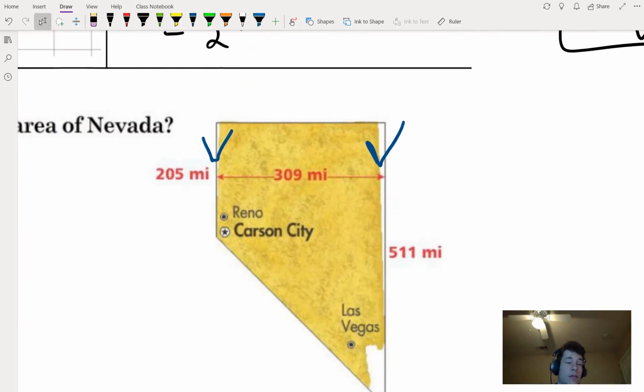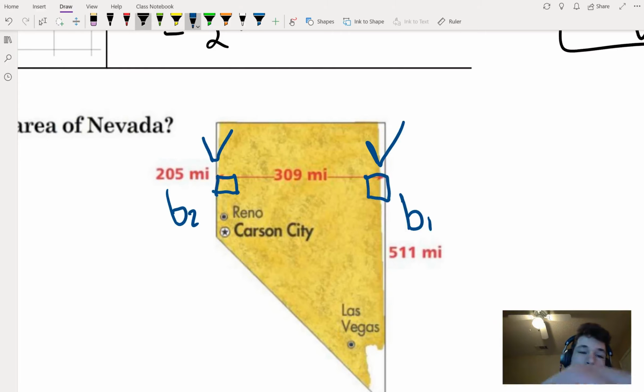And because I know they're parallel, I can go ahead and label them with B1 and B2 right off the bat. Now this is an entire state, so of course the units are big, they're miles, but that's not going to change the problem that much. The height is always going to be that perpendicular distance between the 2 bases. So my height will actually be 309 miles.